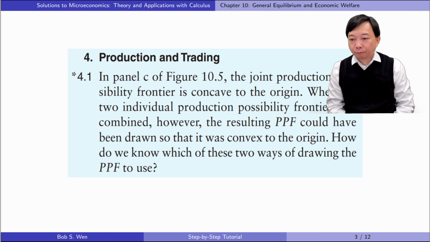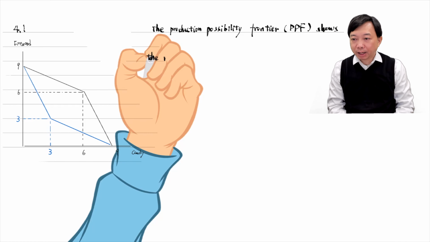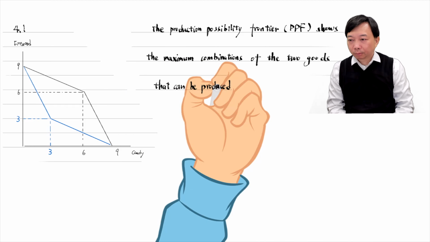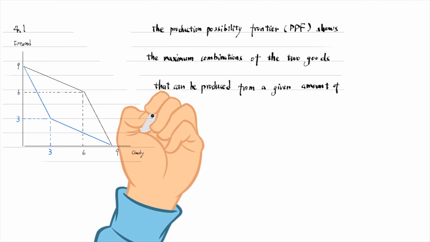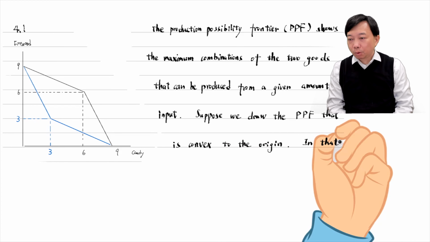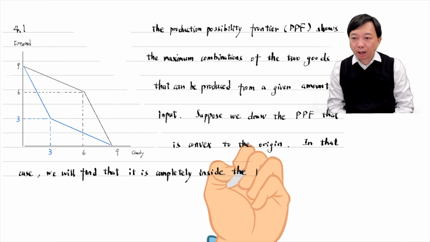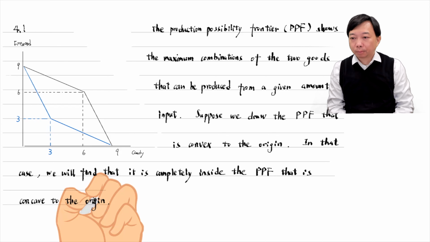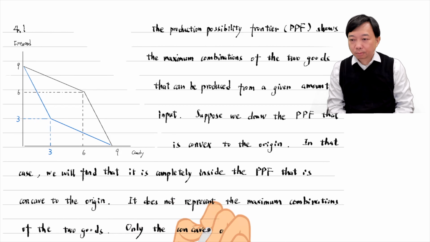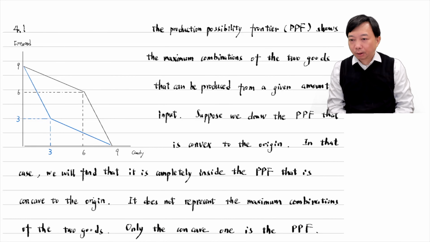The production possibility frontier shows the maximum combinations of the two goods that can be produced from a given amount of input. Suppose we draw the production possibility frontier that is convex to the origin. In that case, we will find that it is completely inside the production possibility frontier that is concave to the origin. So it does not present the maximum combinations of the goods. Only the concave one is the production possibility frontier.